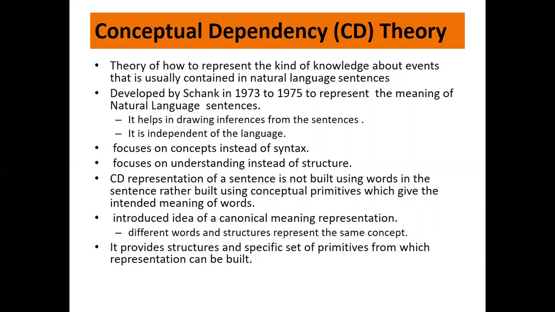Now, let me introduce the idea of canonical meaning representation. Different words and structures can represent the same concept, right? You can write a sentence in more than one way. Though those two sentences are written differently, if they have the same meaning, they can be represented using a single conceptual dependency primitive. It provides structures and a specific set of primitives from which representations can be built. So you'll have a set of primitives, structures, rules, tenses and all, which will help in building the representations in CD form.